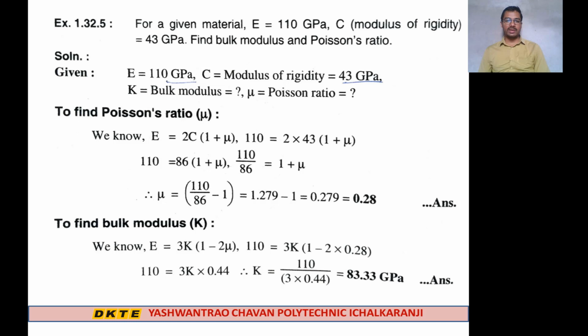Put the value of E, that is 110, is equal to 2 into 43. We will get the value of mu. Mu is equal to 0.28. Put this value into the relation between Young's modulus and bulk modulus, that is E is equal to 3K into bracket 1 minus 2 mu. We will get the value of K. After solving this equation we will get K is equal to 83.33 GPa.